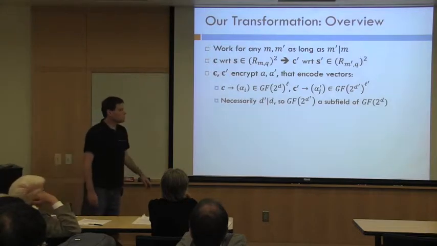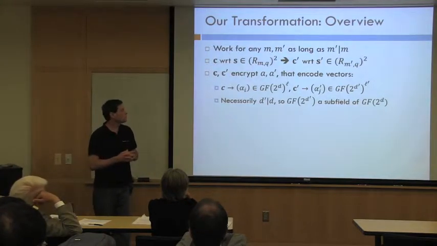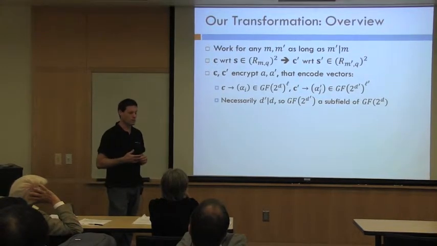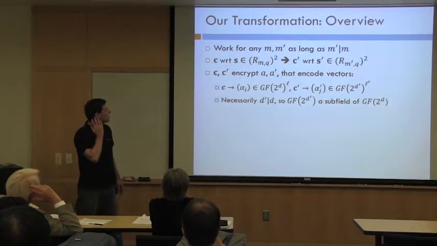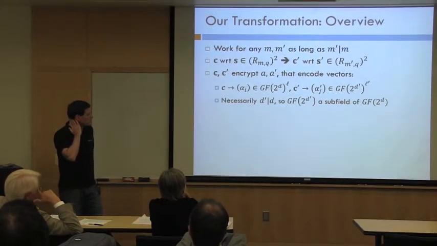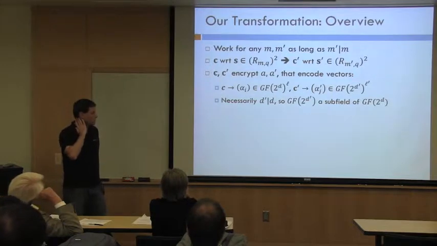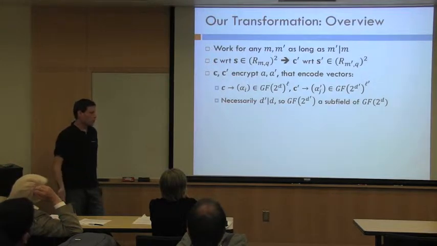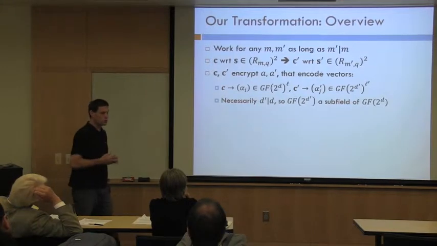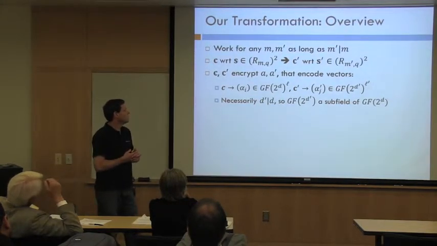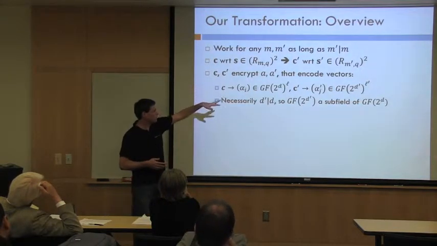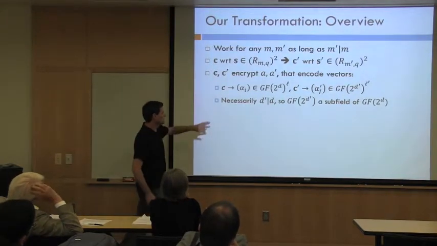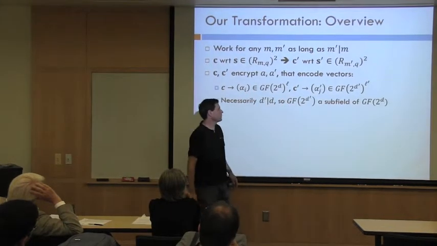What we do here is a more general transformation. It works for any M and M' as long as M' divides M. It relies heavily on the fact that the number field of M' is a subfield of the number field of M. It takes a valid ciphertext in the big ring relative to S in the big ring and transforms it into a valid ciphertext in the small ring relative to S' in the small ring, where S and S' are things that were chosen at key generation time. And C' encodes some native plaintext element A', where each of A and A' encodes a vector. So C encodes this vector of alphas, and C' encodes this vector of alpha primes.